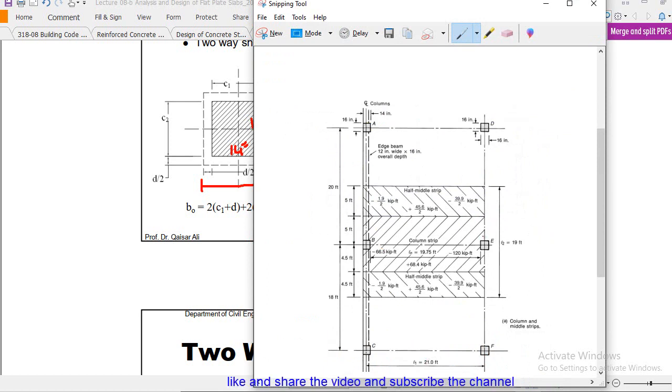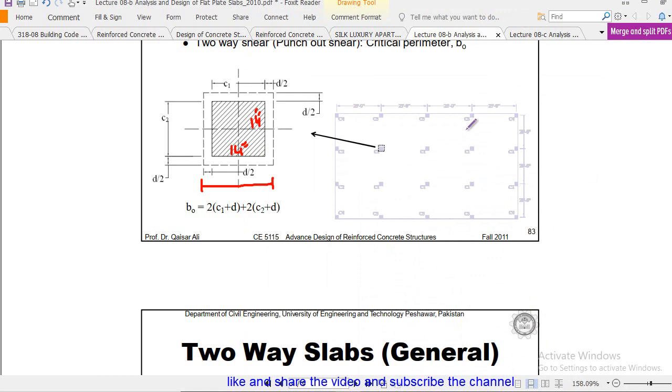Okay, on this side we have to design for this interior column. Clear? So we have to find out the tributary area for this, and I already explained how to find the tributary area for an interior column in case of beam shear and punching shear. So go there and watch that lecture.